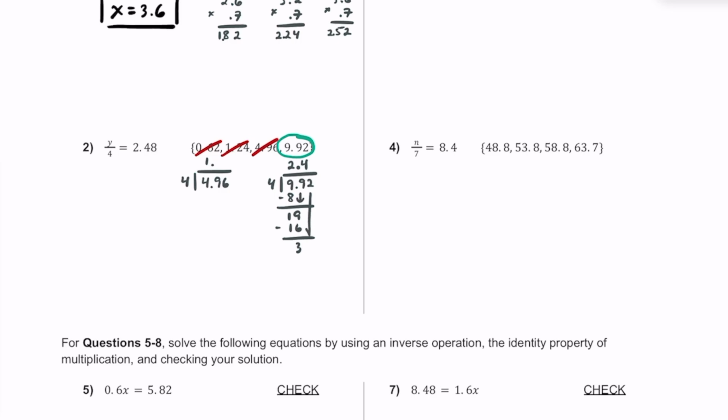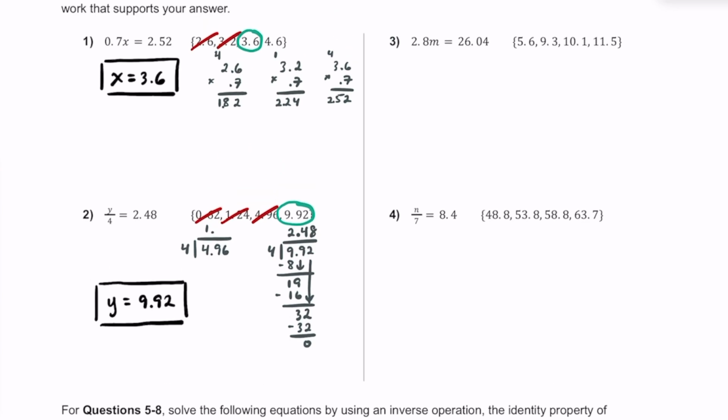And then we bring down this 2 here. 4 into 32 is going to be 8, and 8 times 4 is 32. We have a remainder of 0. So you can see here that y does make sense to be equal to 9 and 92 hundredths. That would be the solution to this equation.